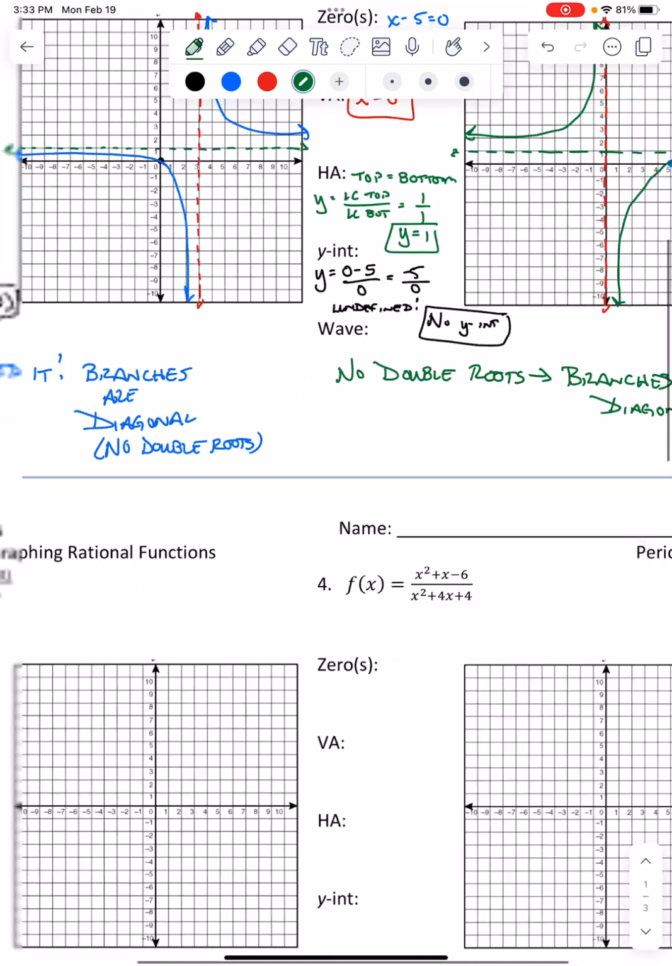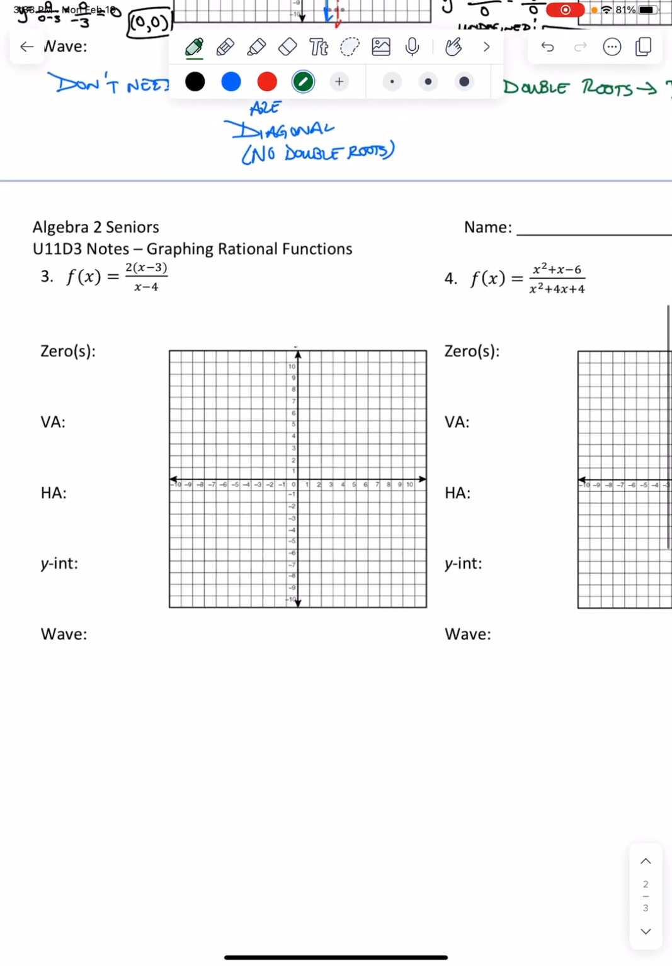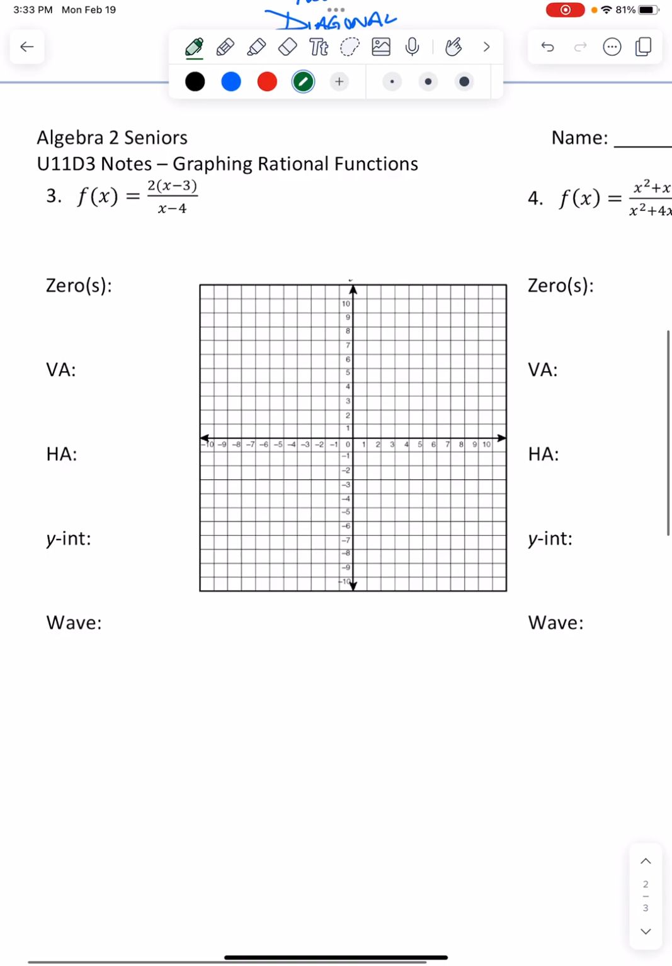All right? Now, when we get into ones like these on the back here, same deal. So if we want to find, again, the zeros, we go 2 times x minus 3 equals 0. So let's divide out that 2, and then we can add 3. So we get x equals 3 for that 0.